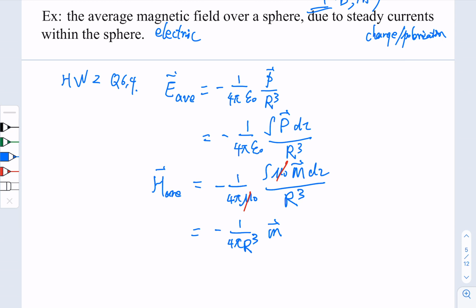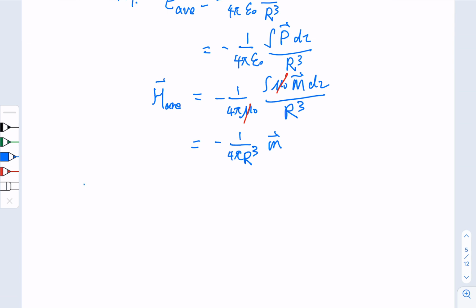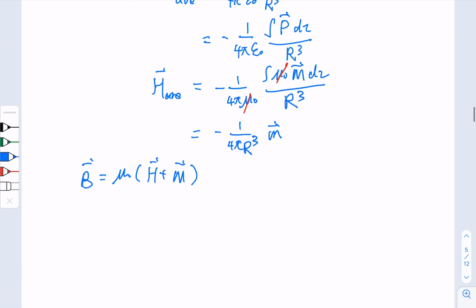Now from this M average, we can then next determine this B average, because the M average and the H average are related by this M vector, because here the B field is mu naught times H plus M. So this B average should be this H average, which we plug in here.